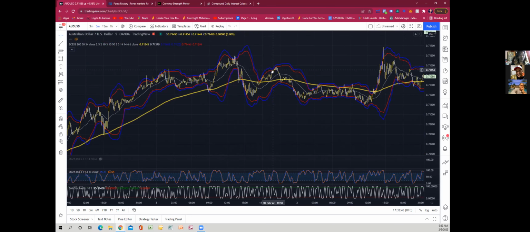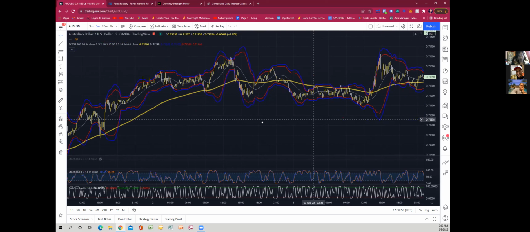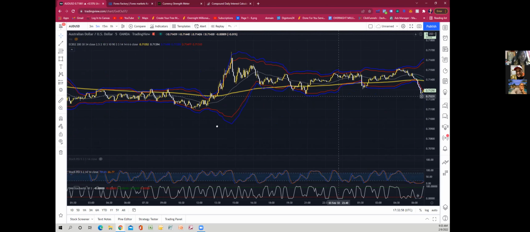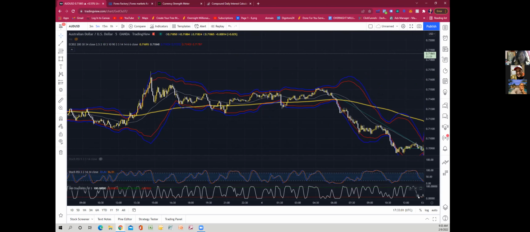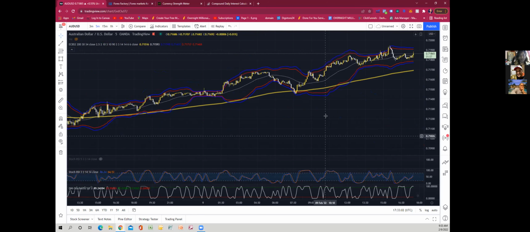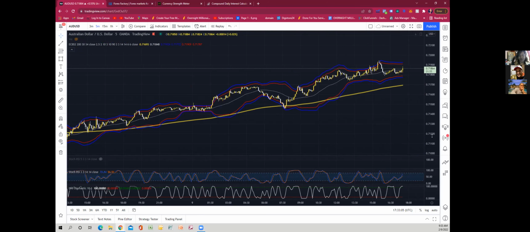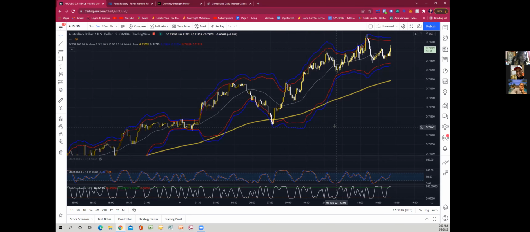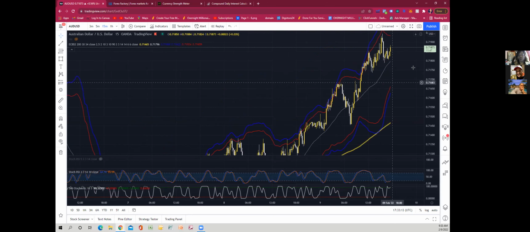Right here, it's a small one, but then it consolidates and breaks on the upside. Y'all see that? So how do you solidify this strategy? How do you make it more profitable? Well, this is how you do it.